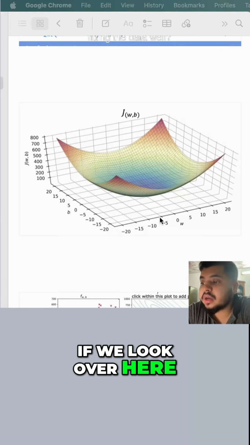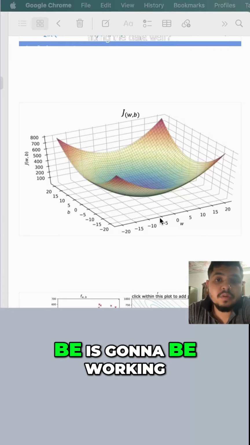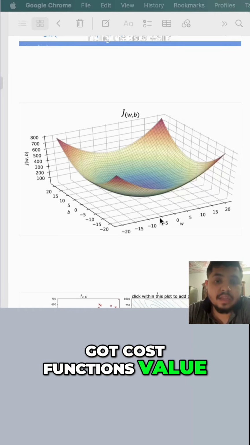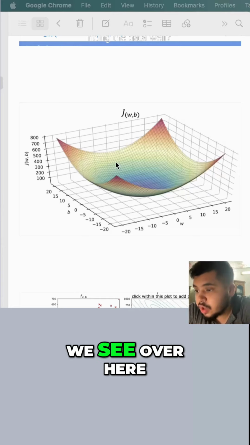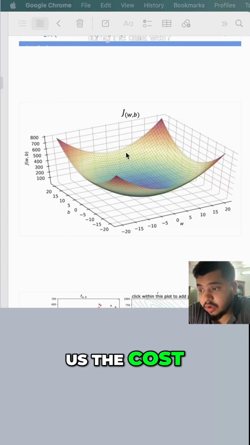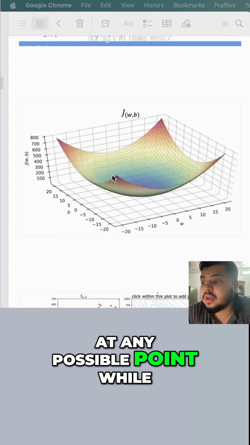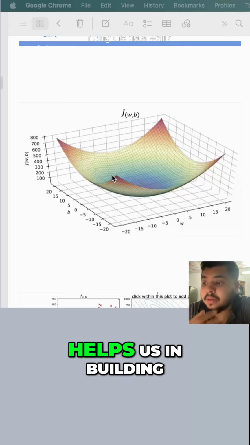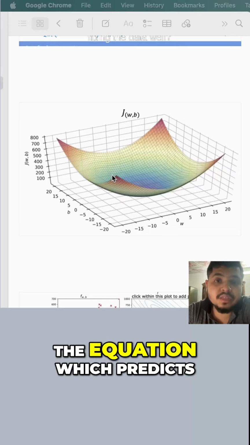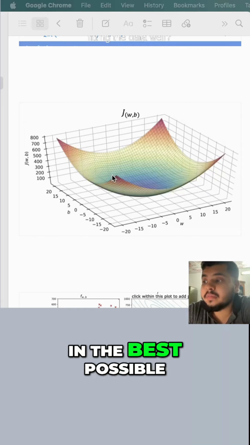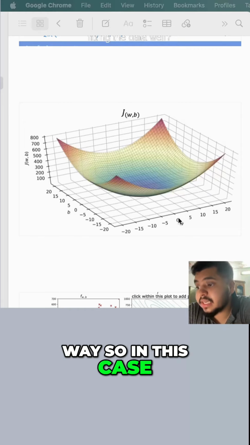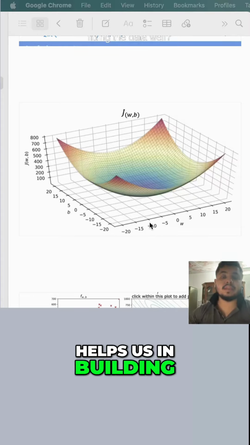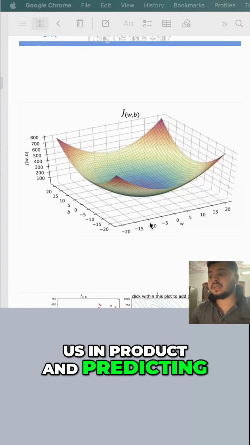So if we look over here, we can say that the model is going to be working the best when we have got the cost function's value at its lowest. If we see over here, the height of this surface gives us the cost. So at any possible point where the height is the least, we understand that those values help us in building the equation which predicts in the best possible way. In this case, it's going to be 0, 5. So these are the values which help us in building up the equation, which helps us in predicting and building up the model.